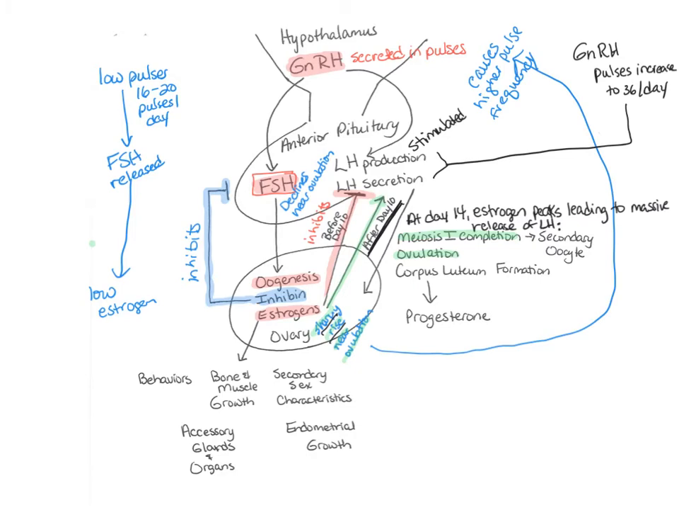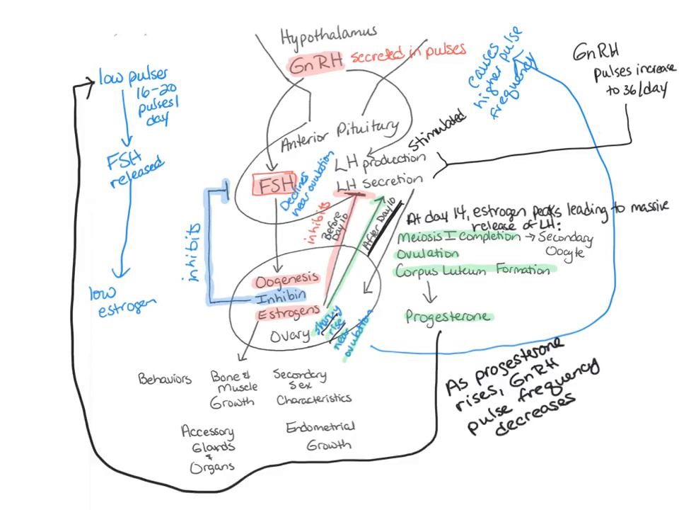The high levels of luteinizing hormone will also promote the formation of the corpus luteum, and subsequently will also promote the secretion of progesterone from the corpus luteum. As the progesterone levels rise and the estrogen levels fall, gonadotropic releasing hormone pulse frequency declines as well. Progesterone levels remain high for the next week, and the corpus luteum degenerates unless a pregnancy occurs.